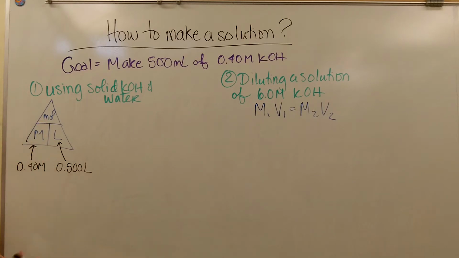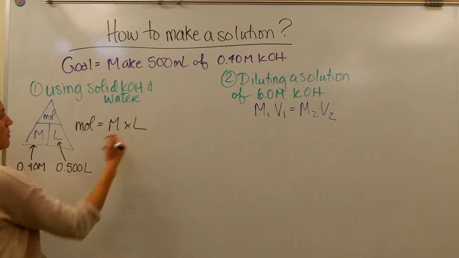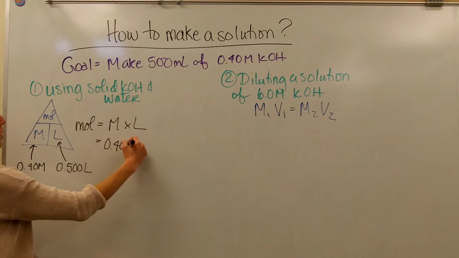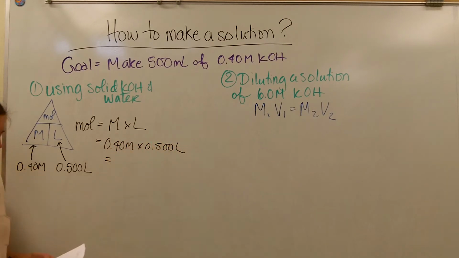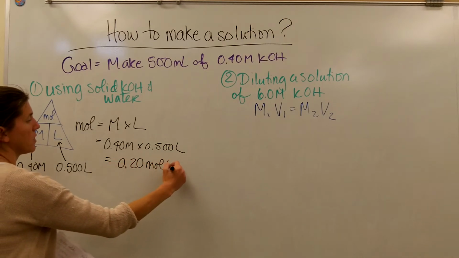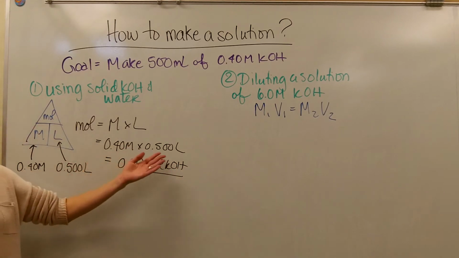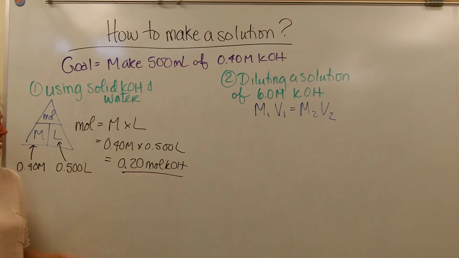So to solve for moles, I can take my molarity times my volume, and that'll give me moles. So 0.4 molar times 0.5 liters will give me 0.2 moles of KOH. So what that means is, in order to make a solution of this volume and this concentration, I'm going to need 0.2 moles of KOH. Unfortunately, we don't have any mole measuring machines.